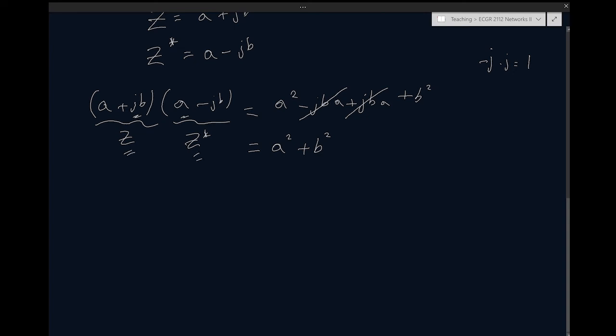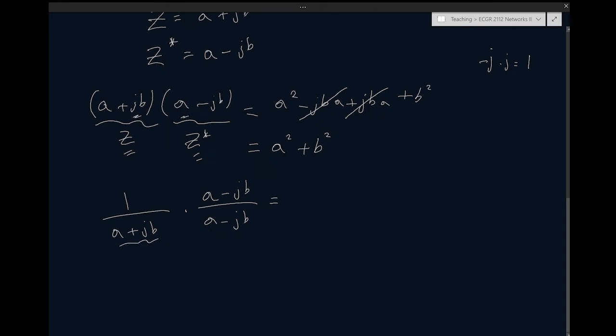And this instantly tells you how to divide complex numbers or invert complex numbers. How? Well, let's say I have 1 over a plus jb, and I want to invert this complex number. What I want to do is have a complex number on top and some real number on the bottom. The best way to do that is to just multiply by the conjugate, so I multiply it by a minus jb over a minus jb. That's where conjugation becomes useful.